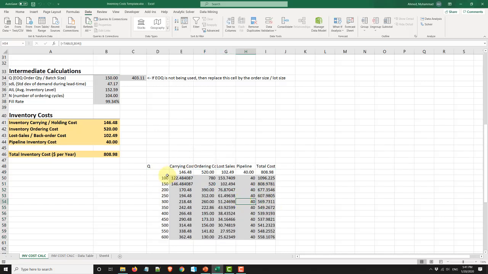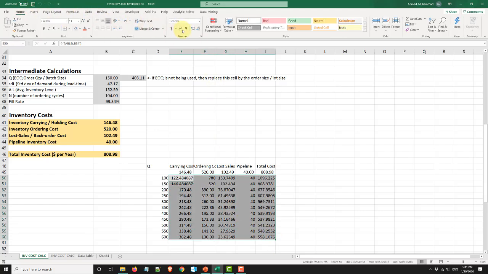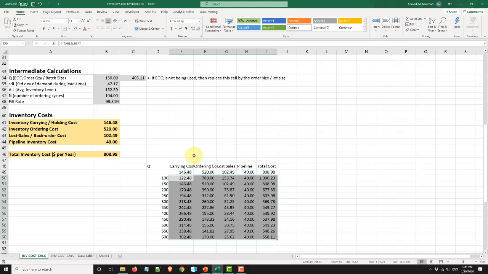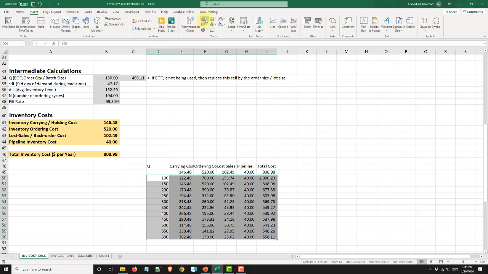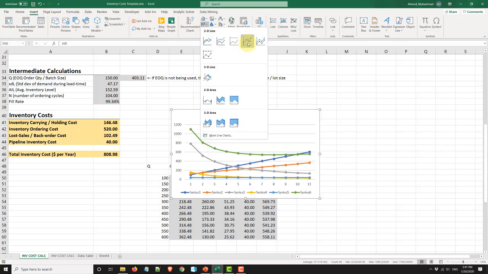And there we go. You can see that the batch size has no impact on the pipeline costs, but the other costs do change based on the batch size. We can format these cells so they look a little bit better. And now you can make all sorts of plots. You can do insert, make a nice plot.